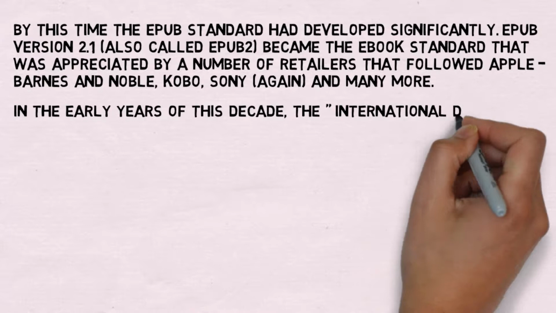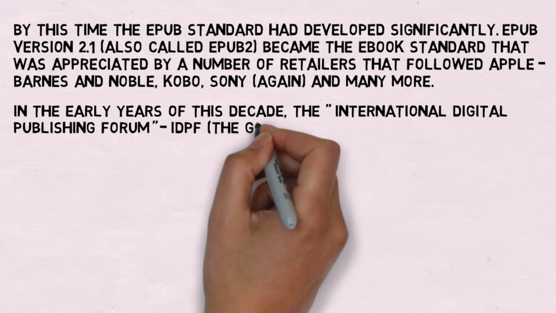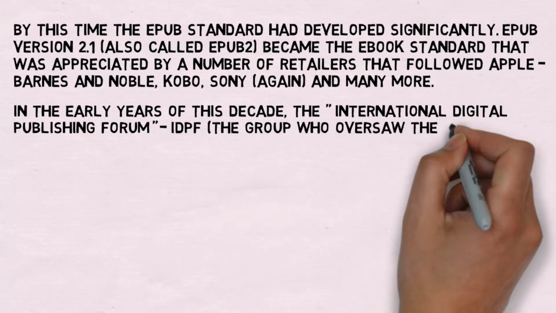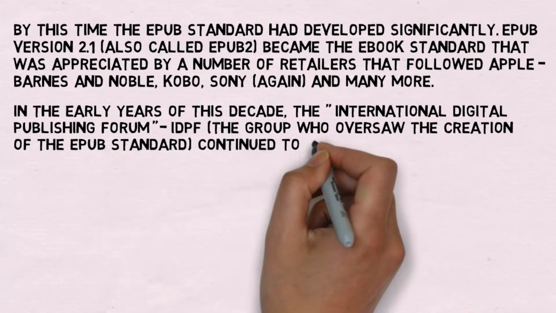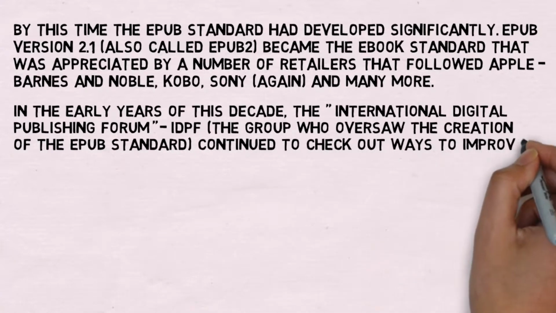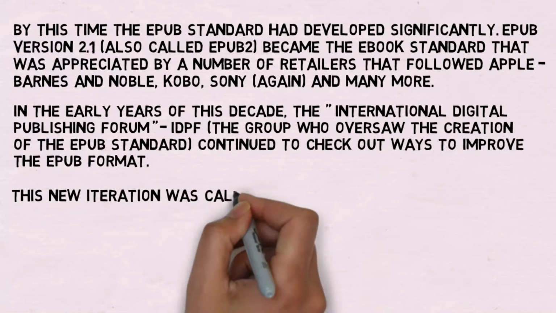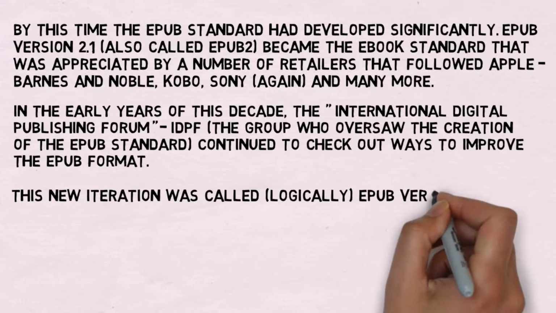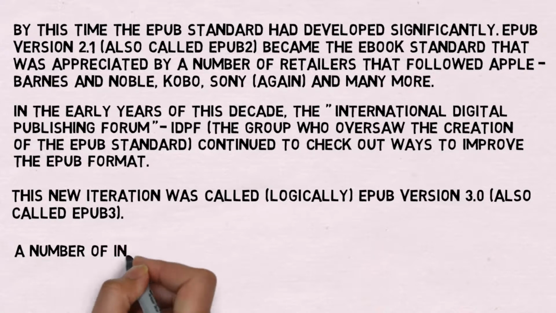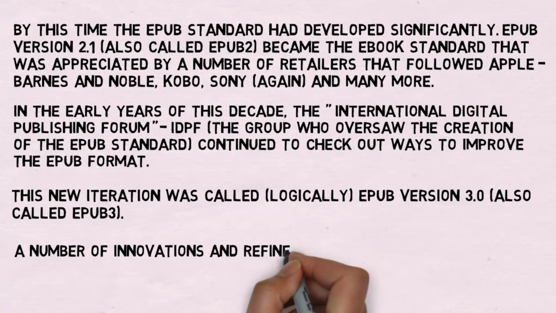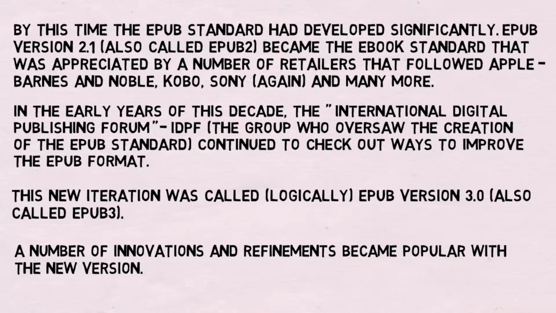In the early years of this decade, the International Digital Publishing Forum, IDPF, the group who oversaw the creation of the EPUB standard, continued to look for ways to improve the EPUB format. This new iteration was called, logically, EPUB version 3.0, also called EPUB3. A number of innovations and refinements became popular with the new version.